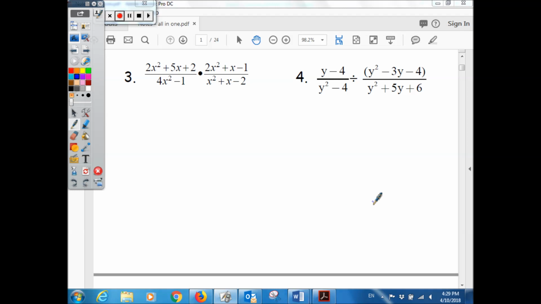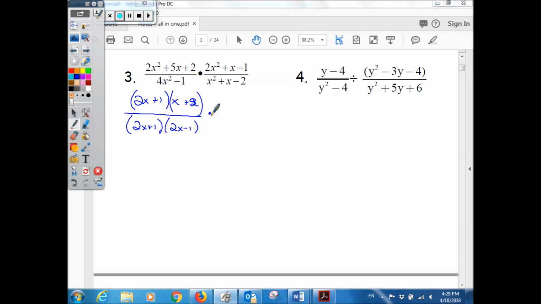For number 3, what we have are two rational expressions that are being multiplied, and so the same process applies. We want to get everything factored, and then as you know with fractions, when you multiply fractions you can cross reduce, and that's the principle we're going to use here. Starting with the numerator of the first fraction, I'm going to factor it into a 2x and an x plus 1 and an x plus 2. In the denominator, that's a difference of squares, so 2x plus 1 times 2x minus 1.